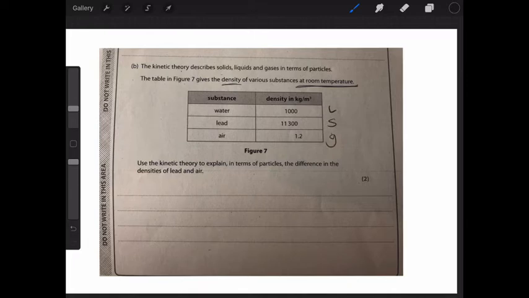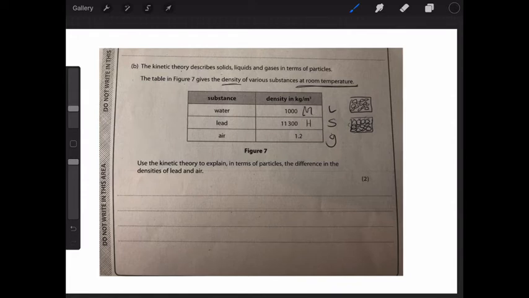The table's comparing the densities, so we've got a high density for lead. That's because the solid has got those particles packed in very neat rows, just vibrating, closely packed in. And then we've got the liquid water, and that is our medium density, where our particles are still close together, but they are moving past one another a little, more kinetic energy stored.